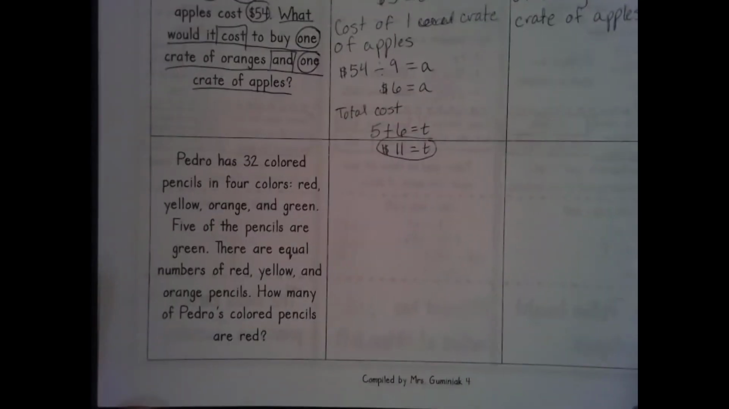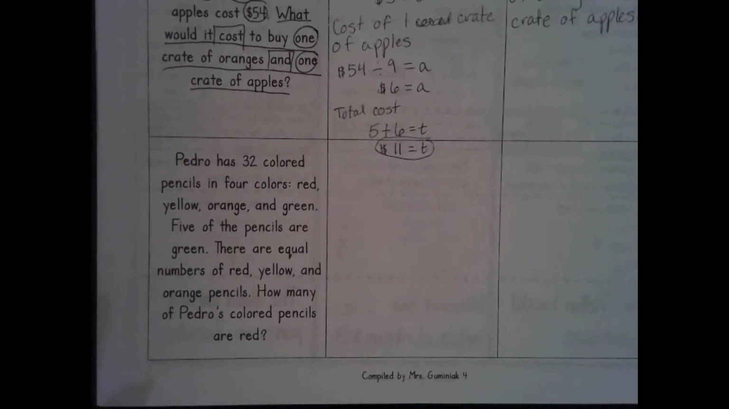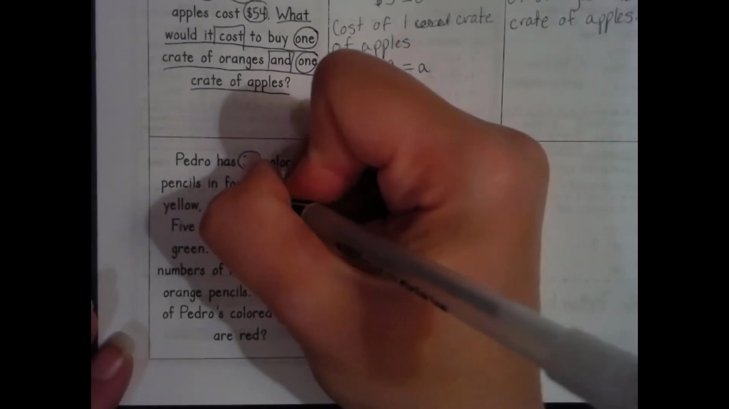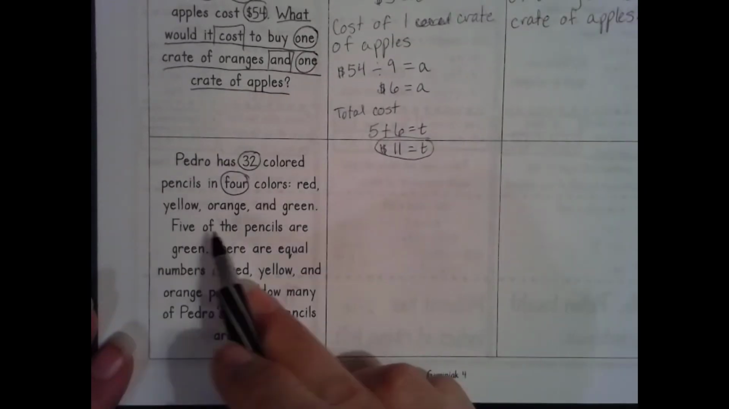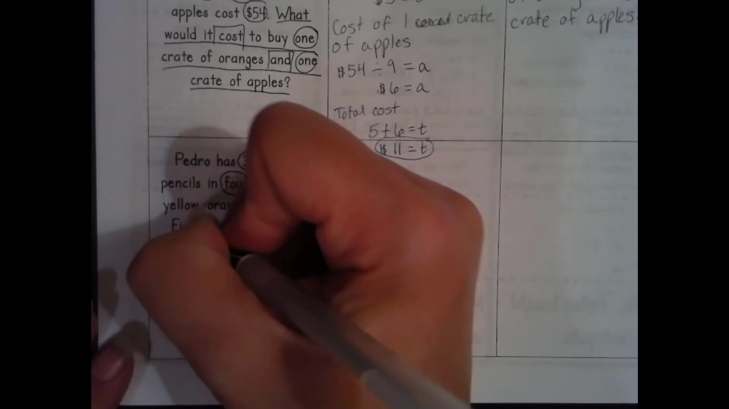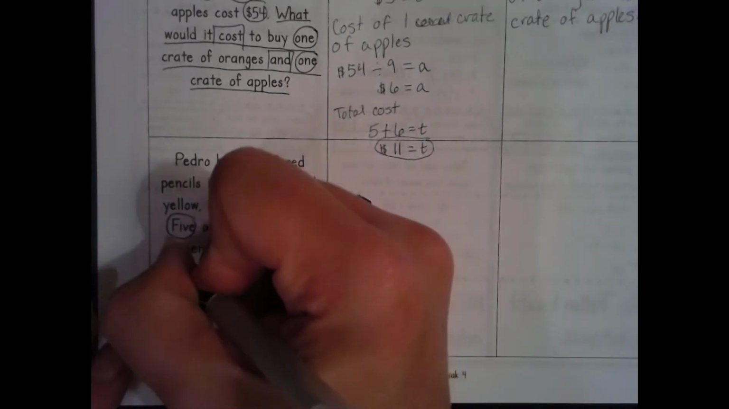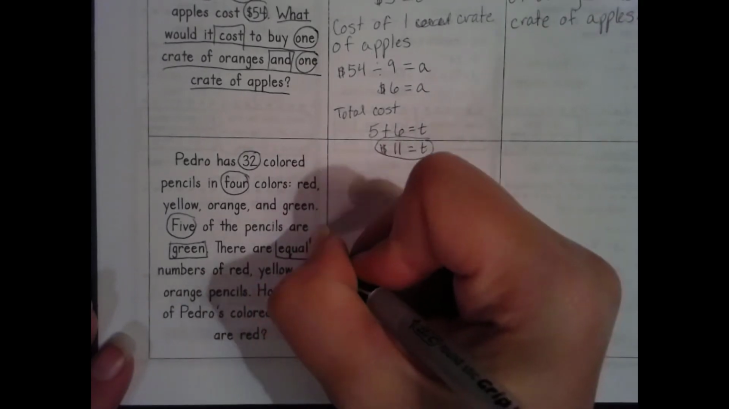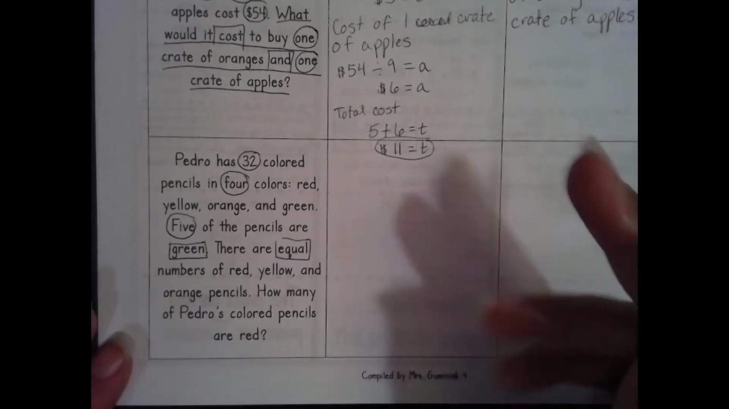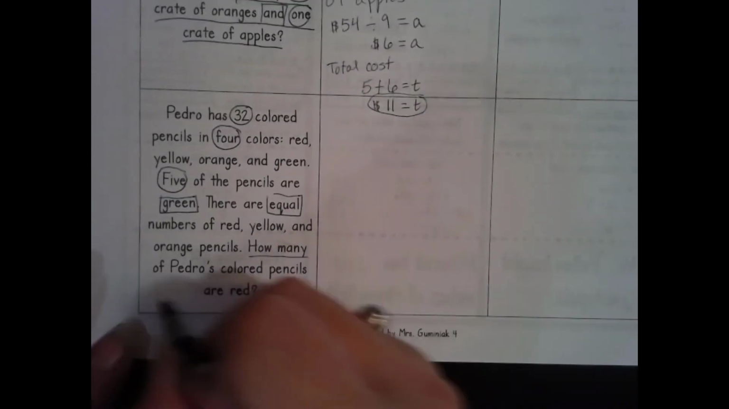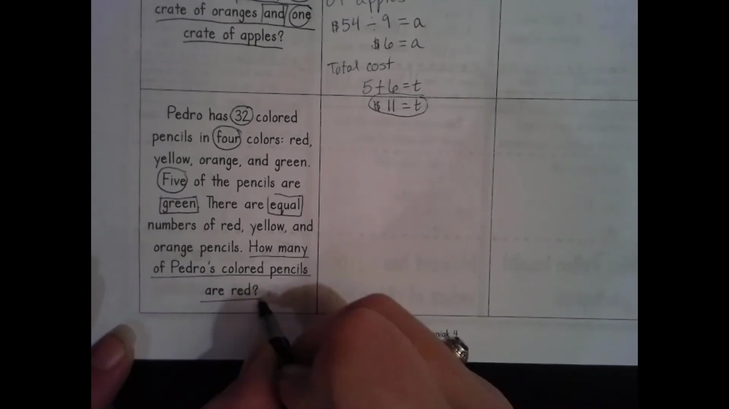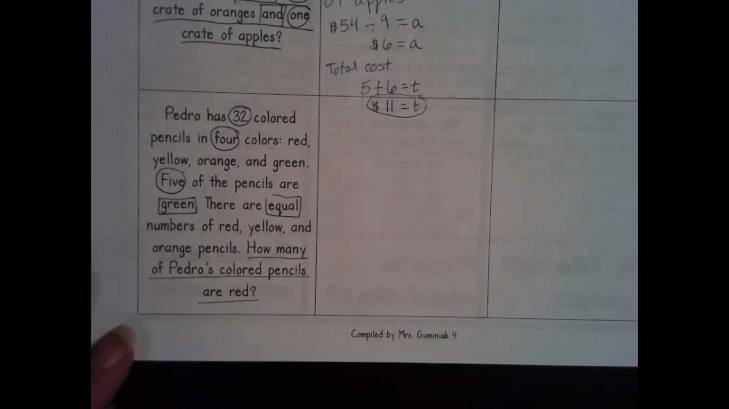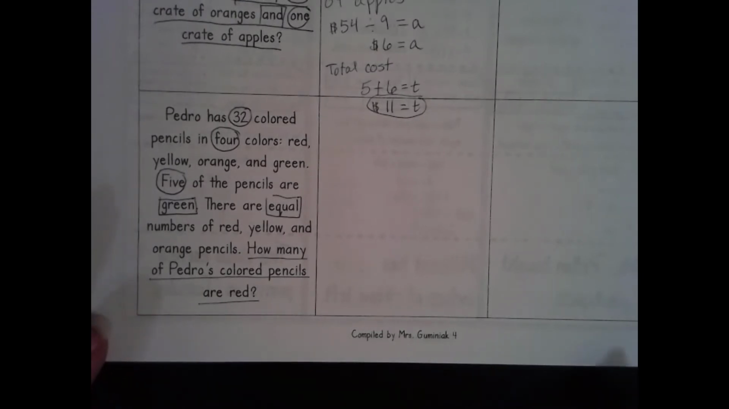All right. Last question here. Pedro has 32 colored pencils in 4 colors: red, yellow, orange, and green. 5 of the pencils are green. There are equal numbers of red, yellow, and orange pencils. How many of Pedro's colored pencils are red? So this is similar to on the other side, figuring out how many points were earned on Tuesday.